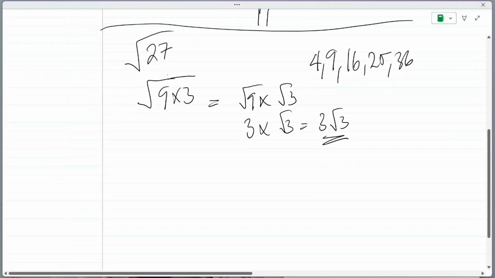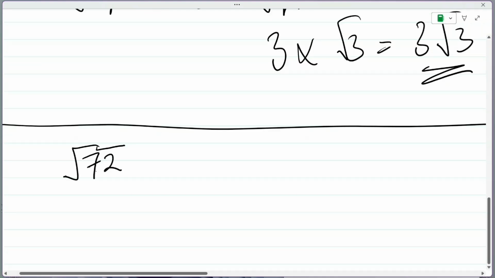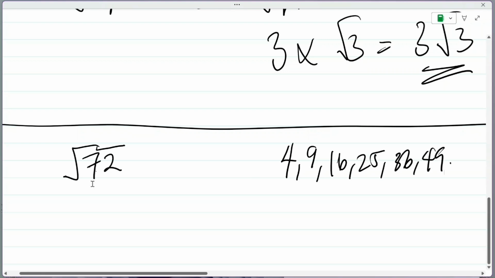Let's take the third question. That's square root of 72. Your perfect squares are 4, 9. There are others before, but in surds, this is what we need. Then you have 16, 25, 36, 49, and so on. Now in this case, 4 can go in 72. That's 4 times 18 is 72.